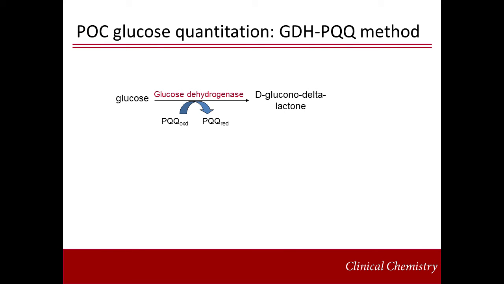The POC device that was used to measure the man's glucose quantifies the analyte using an enzymatic reaction. Glucose dehydrogenase will oxidize glucose to D-glucono-delta-lactone. This reaction requires PQQ as a cofactor, which accepts the electrons from the oxidation reaction. The transfer of electrons creates a current that can be measured by the glucometer. The current generated will be directly proportional to the amount of glucose in the specimen.